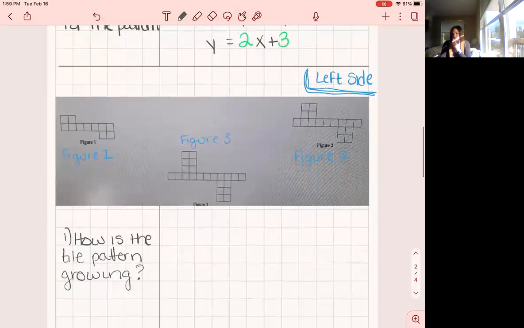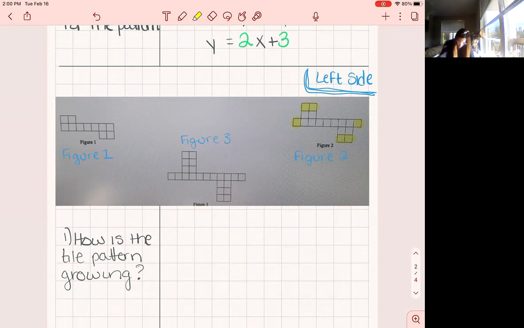All right, for the left side, you're going to need to copy these down, and then we're going to answer the 3 questions just like we did on the right side. So how is this pattern growing? This one's a little trickier. It looks to me like when I move up a figure, I added 1 tile on this end, a tile on that end. I added 1 row up here and 1 row down there. Does that look right? There's still 3 in the middle, 2 and 2.